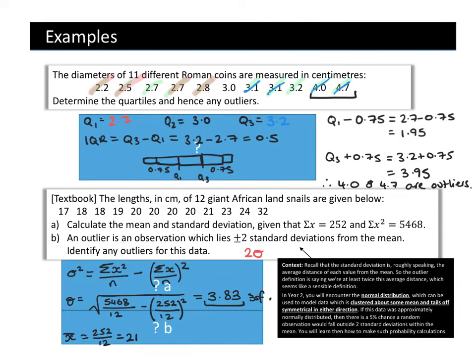So we need to do the mean, which is 21, plus 2 lots of the standard deviation, which we know is 3.83. This gives me 28.66. Are there any numbers greater than 28.66? Outlier. Then to find the lower bound, we do 21, because that's the mean, minus 2 lots of the standard deviation, which is 13.34. Are there any data values less than 13.34? No. Therefore, 32 is an outlier.